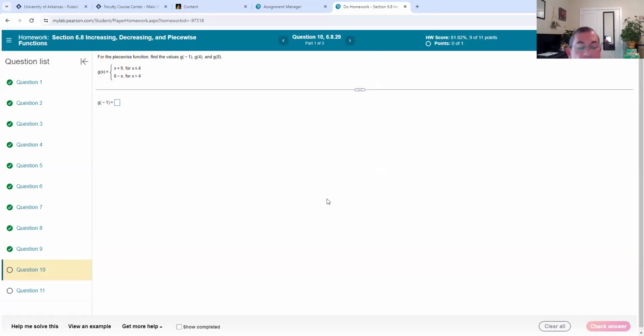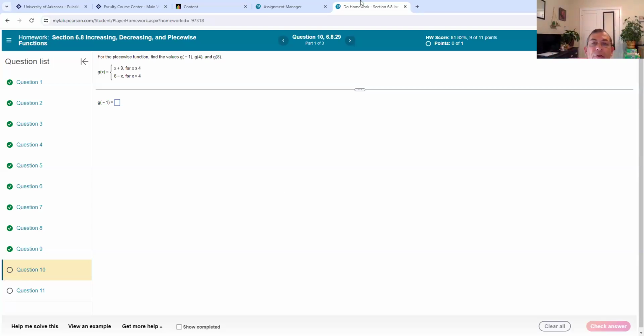All right, y'all, let me write this one down and then we'll work this one by hand. So this is number 9, g of x equals. This is the piecewise functions again, but now they want us to actually find the function values. So we'll use x plus 9 for any x's less than or equal to 4. We'll use 6 minus x for any x's greater than 4. So y'all, we're going to find g of negative 1, g of 4, and g of 8.